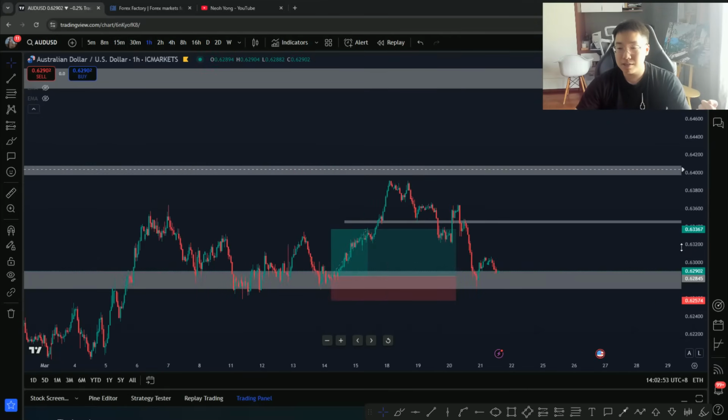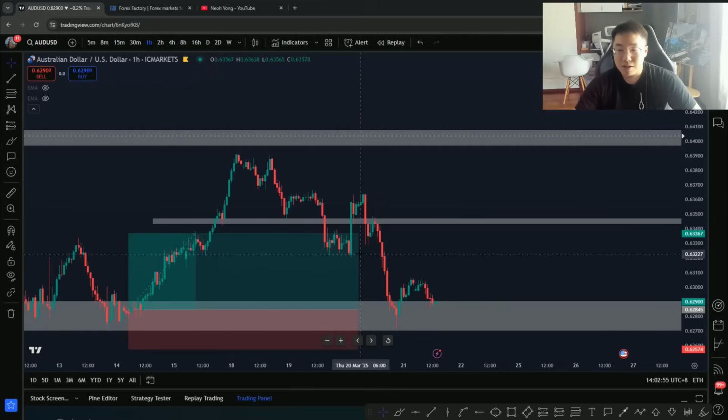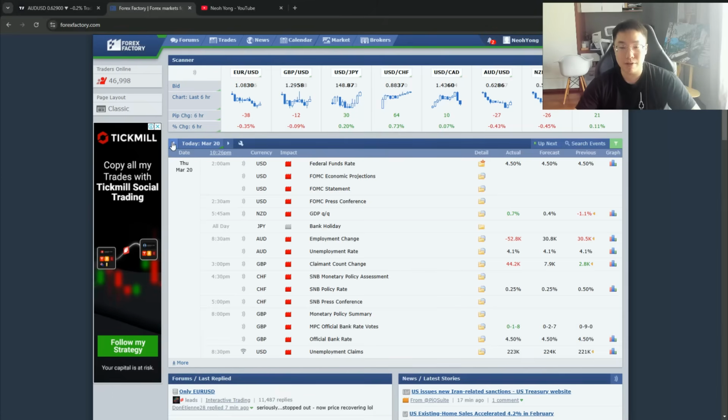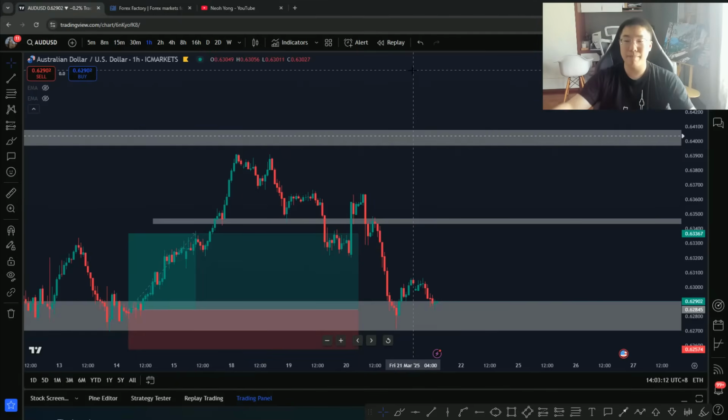Some of these spikes here, just to let all of you know, this bullish candle here was caused by the FOMC. This bearish candle here was caused by the Aussie unemployment rate. So you see, FOMC Thursday 2 a.m. Malaysia time, Aussie unemployment rate. So we are basically having some massive swing.